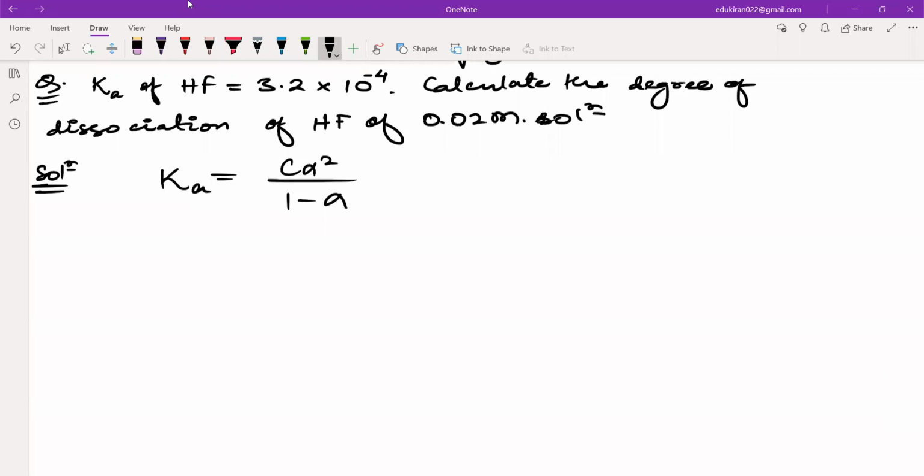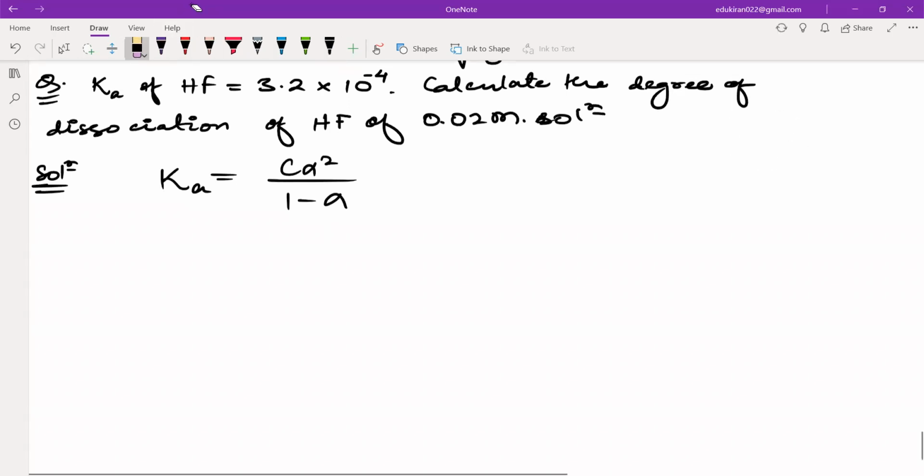So you have got the concentration, and you have also got the Ka. Now you have to remember, this Ka is equal to 3.2 into 10 to the power minus 4. It is less than 10 to the power minus 3, right?